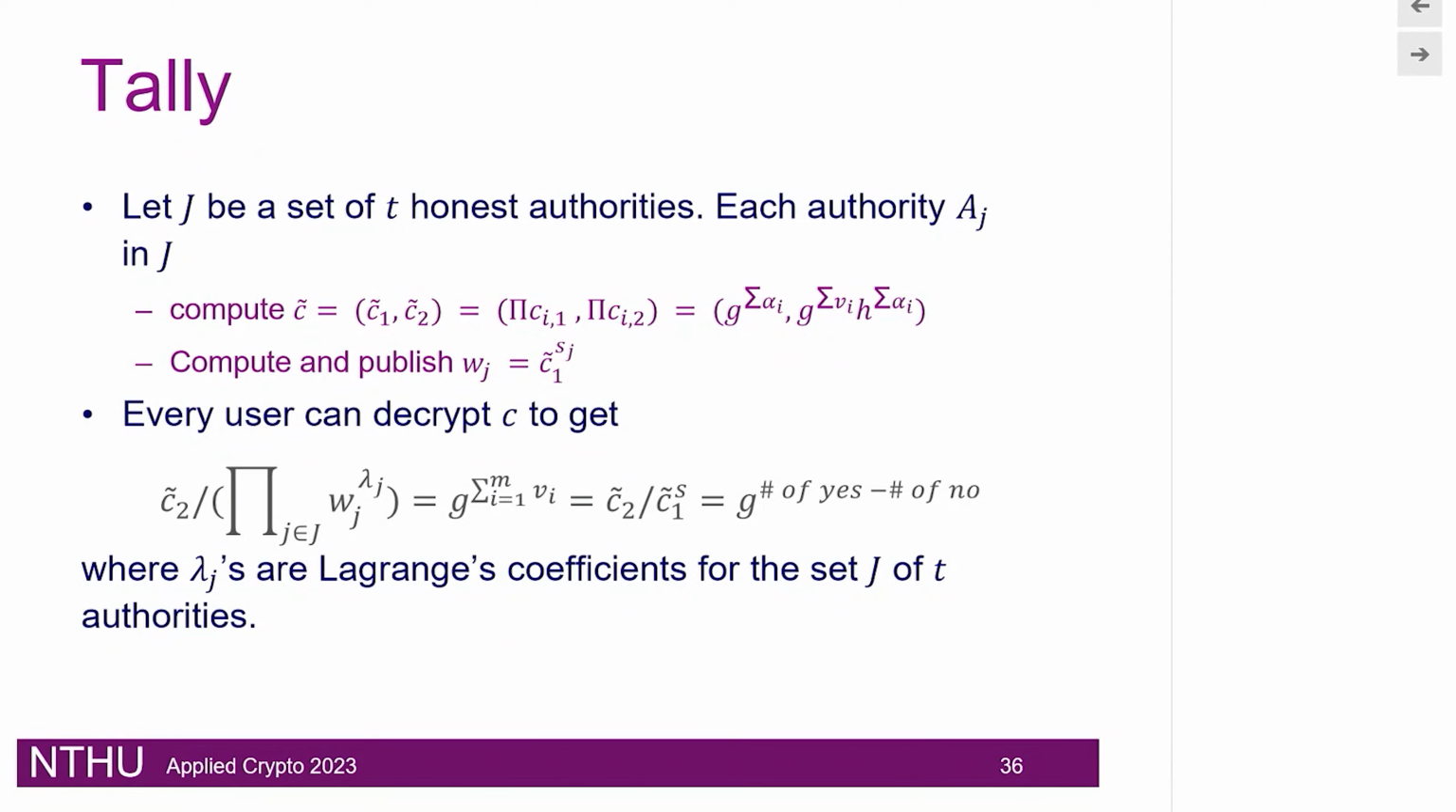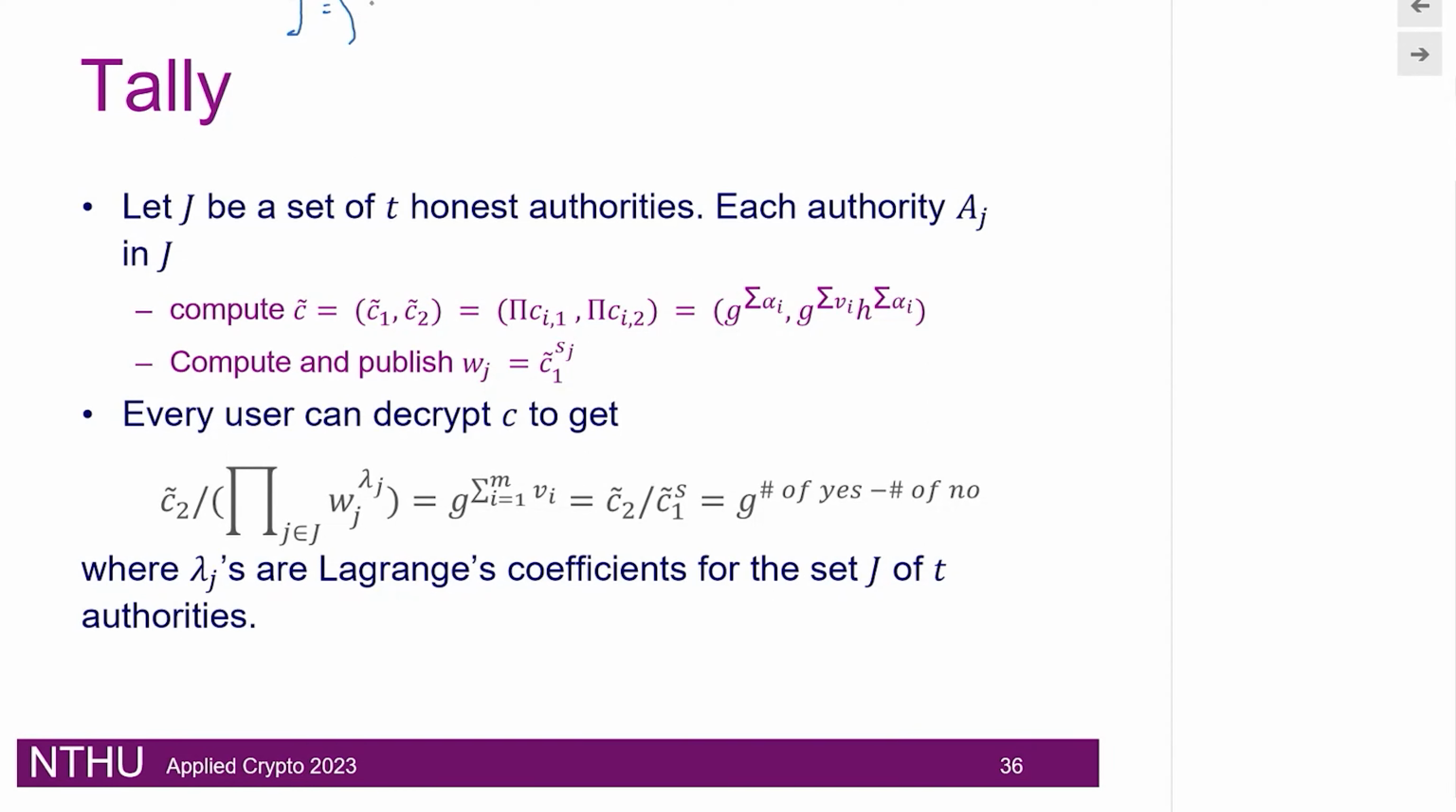Without loss of generality, we are going to assume that we have an index set J, the capital J, that is a set of those trusted or honest authorities. So we said we have N authorities, but let's say T of them are honest.